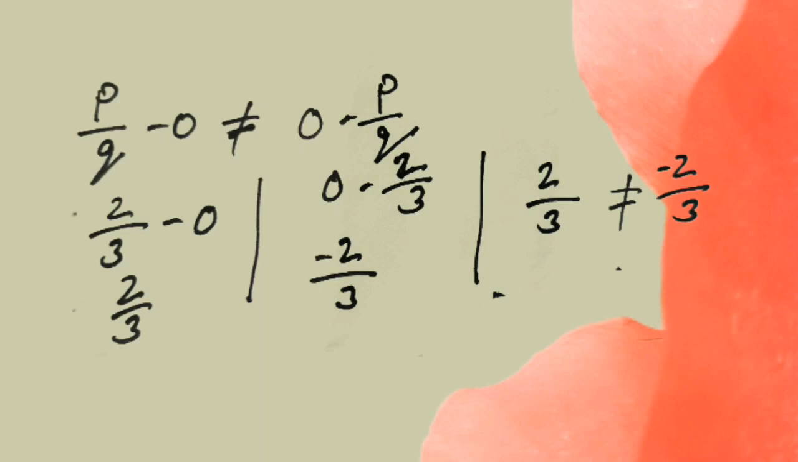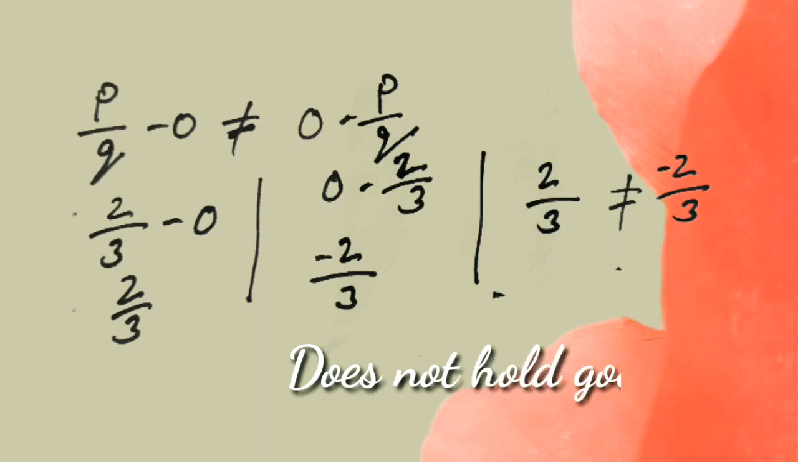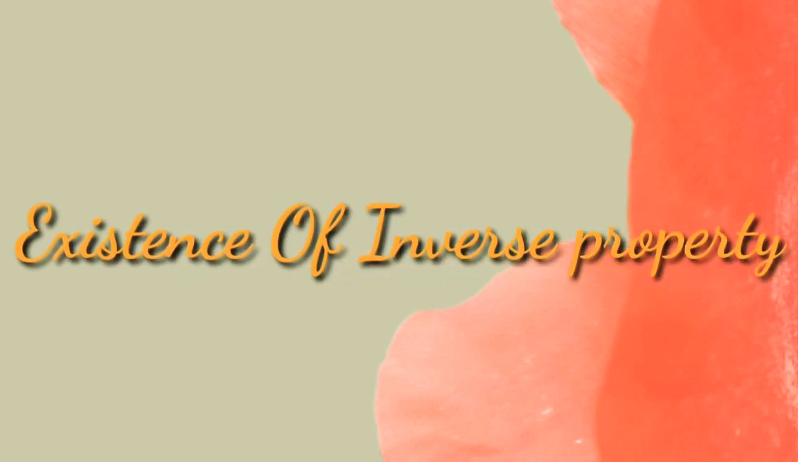But if you subtract something from 0, then the sign will change. So the answer will be negative 2 by 3. Left side and right side are not equal: 2 by 3 is not equal to minus 2 by 3. So for subtraction, this property also does not hold good. The existence of identity property doesn't hold good for subtraction. Next and last is the existence of inverse property.